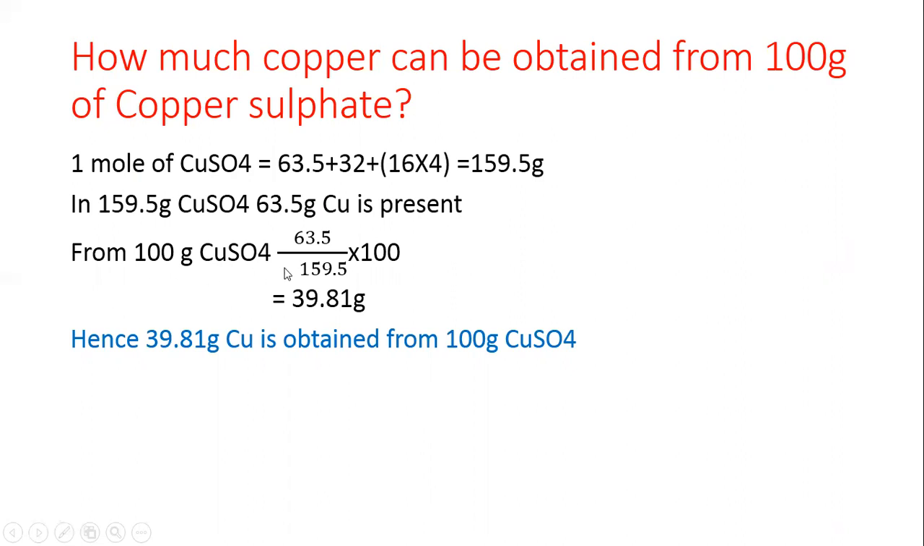From 100 gram copper sulfate, 63.5 upon 159.5 into 100, that will be equal to 39.8 gram copper is obtained. Hence, 39.81 gram copper is obtained from 100 gram of copper sulfate. तो सिंपल सा है कि आप इसको कैलकुलेशन कर सकते हैं.